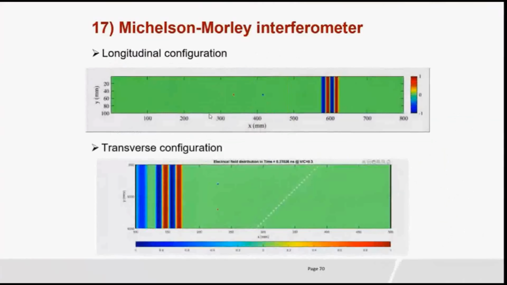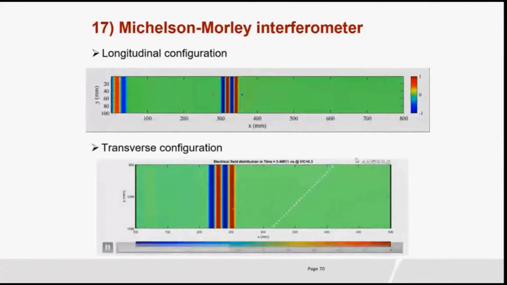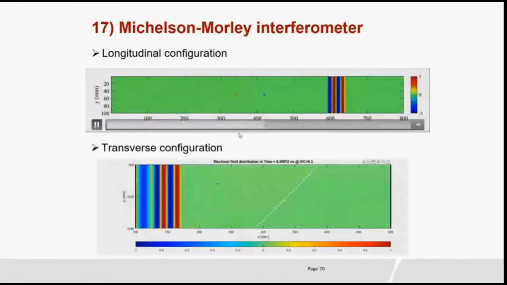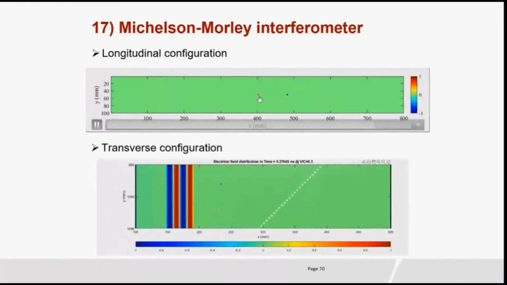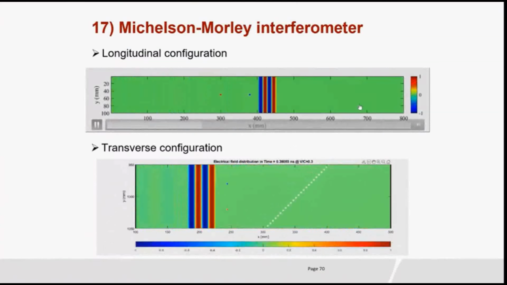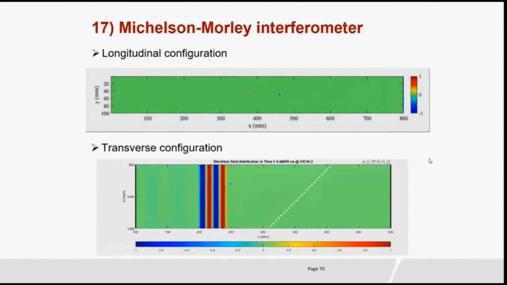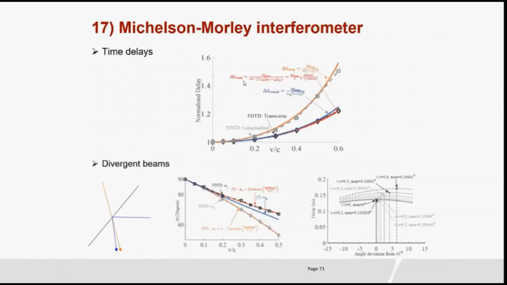Here we try to replicate to see if Lorentz, so these formulas that we see here were developed by Lorentz, this one and this one. So we want to see if we can replicate them numerically. So we have the observer here, two observers moving, and we analyze the longitudinal configuration and the transverse configuration, and we analyze the time delay we get. And these are the different time delays.